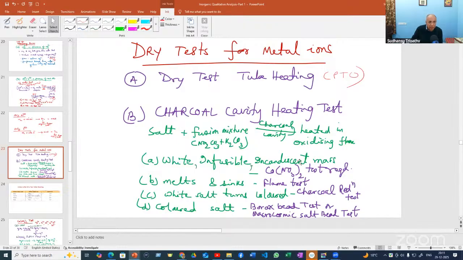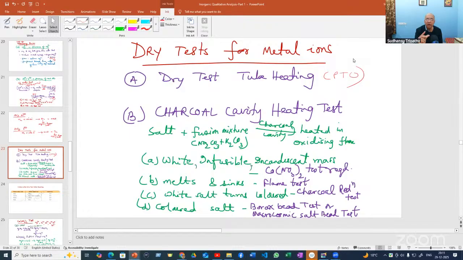What you do is make a cavity, a hole, in the charcoal block. Then add some salt and some fusion mixture. Fusion mixture is a mixture of sodium carbonate and potassium carbonate. You need some carbonate, we'll know why. Then put it inside the charcoal cavity and heat it in an oxidizing flame. Use a blowpipe, be a goldsmith.